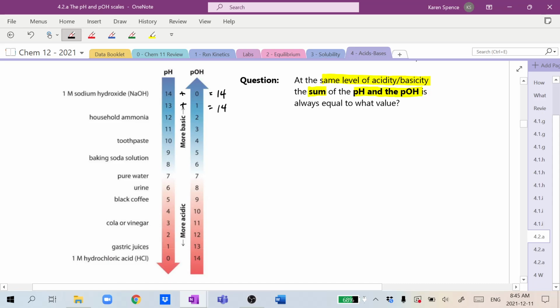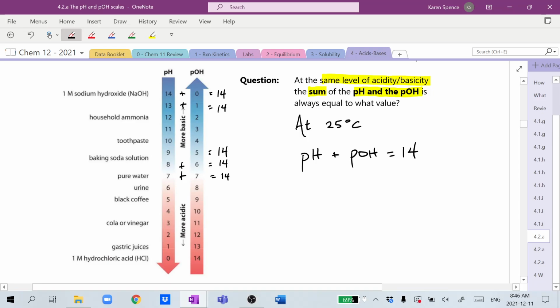Let's try some other ones. How about if we add 7 and 7? We get 14. We add 8 and 6. Oh, I got 7 and 7 and got 7. It should be 14. 8 and 6, we get 14. 9 and 5, we get, oh, guess what? 14. So at 25 degrees Celsius, pH plus pOH is equal to 14.